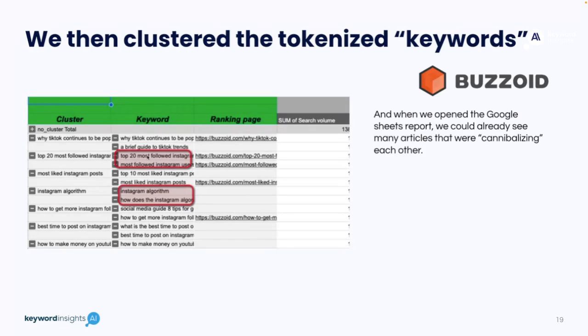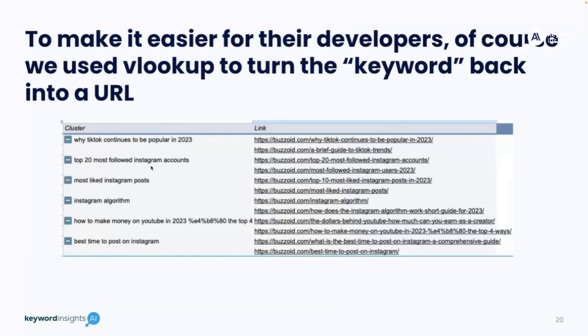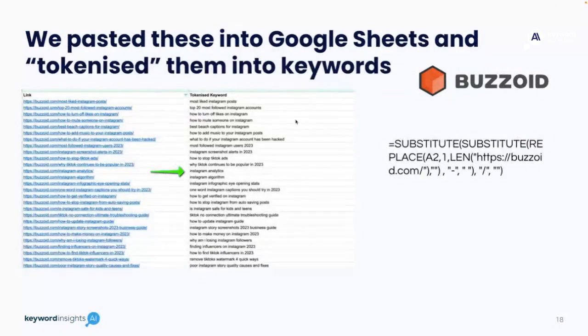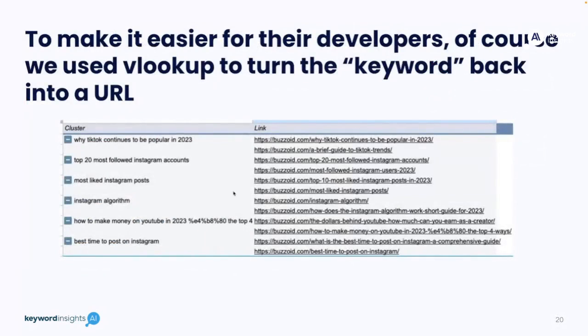And so straight away, you can see here, top 20 most followed Instagram accounts, most followed Instagram users. Instagram algorithm, how does the Instagram algorithm work? So there were all these posts that could be merged together. I'm not going to go through how we did it because it's pretty easy for those who've got VLOOKUP, but this was obviously going to go to a developer, so we didn't just want to send them this. We used VLOOKUP to pull back in the URL and then remade the pivot table. So very quickly, all we did was VLOOKUP the keyword against the tokenized keyword again and made the pivot table like that. So straight away, now you've actually got a document you can send to developers or whoever's doing this to merge.